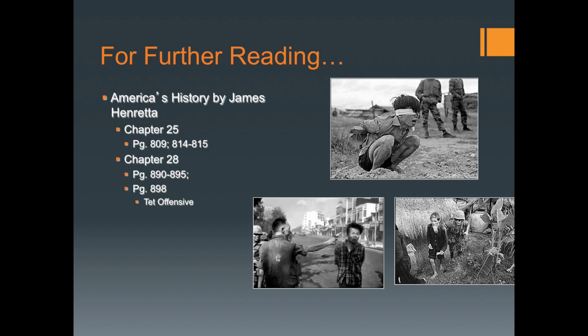All right. Again, for further reading, you just have a little bit of reading to do here. Chapter 25, just a few pages, and skip to 28, again, just a few pages. But I want to point out to you some of these pictures here.